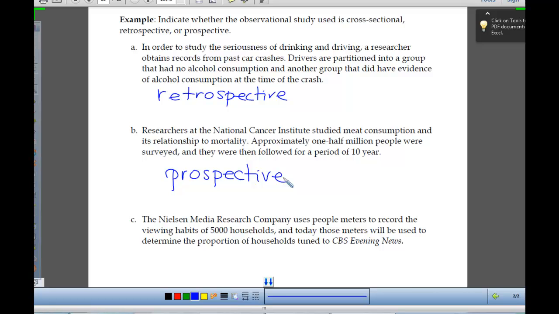Okay, then the Nielsen Media Research Company uses people meters to record viewing habits of 5,000 households, and today those meters will be used to determine the proportion of households tuned to CBS Evening News. That's going to be what? Cross-sectional. Very good. Cross-sectional. All right, y'all got that. Excellent.